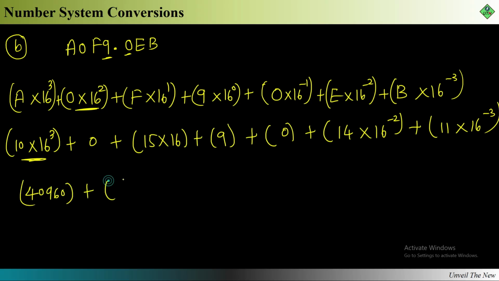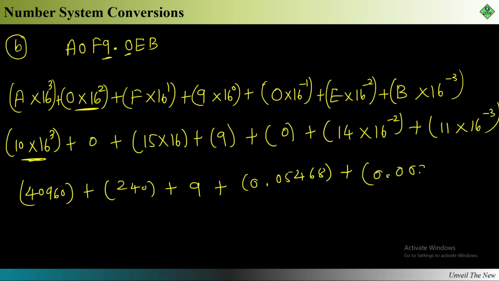40,960. Then we have 15 into 16, that will be 240 plus 9. Okay, then we have 14 into 16 raised to -2. So that is around 0.05468. And finally we are having 11 into 16 raised to minus 3. So that will be around 0.002685.